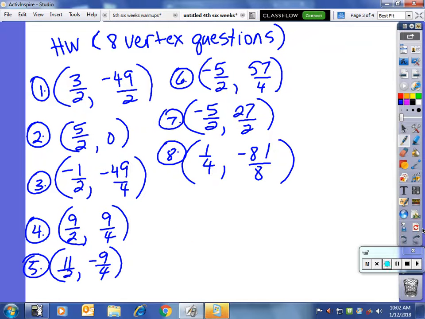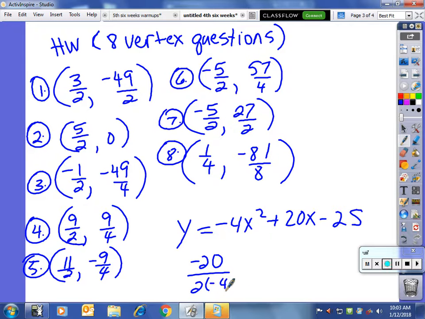So on number 2, the question was y equals negative 4x squared plus 20x minus 25. So the opposite of b would be negative 20 over 2 times negative 4, negative 20 over negative 8. Now, you don't have to reduce it to get the right y value in your calculator. But for Mrs. Hine, when I want you to give me the x value, I don't want to see negative 20 over negative 8. You got to clean it up. First of all, a negative over a negative is really a positive. And 20 and 8 is reducible.